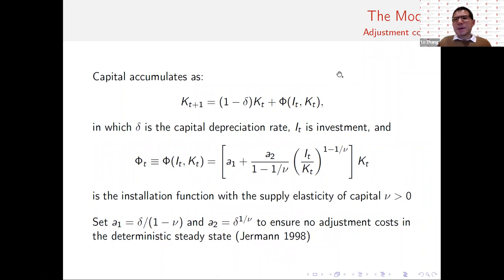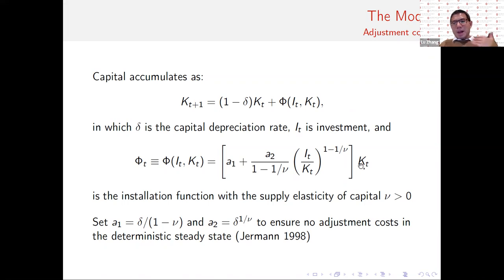All right, so for asset pricing, we have to have capital accumulation. So next period capital equals current period capital, net of depreciation, plus new capital. So for each dollar of investment you spend, you do not get dollar for dollar of new capital. You get, for example, 85 cents of capital out of $1 of investment. And this function is the installation function that we borrow from Uhlig's 1998 article. So extremely convenient. It's the installation function.